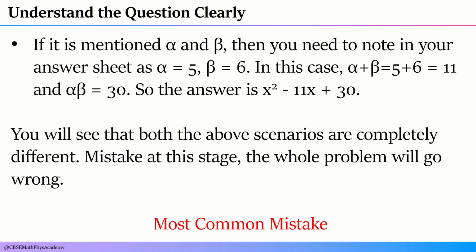Alternatively, if these numbers are mentioned as the zeros, that is alpha and beta, then you need to proceed by taking one zero as 5 and another zero as 6, then find the sum alpha plus beta is equal to 11, and the product alpha beta is equal to 30, and then the quadratic equation now becomes x square minus 11x plus 30. This is completely different from the previous scenario. So with any mistake at this stage, the whole problem will go wrong, and by and large, this is the most commonly made mistake by students.